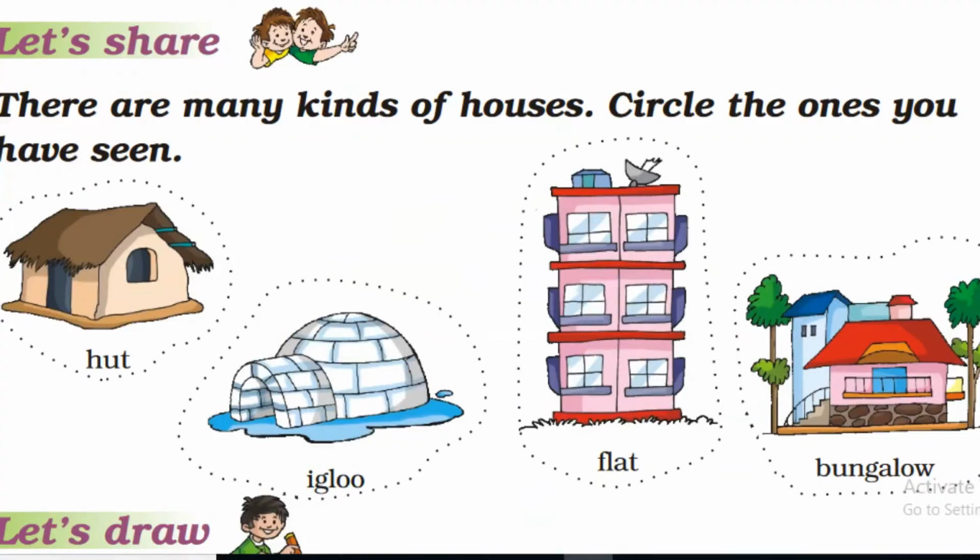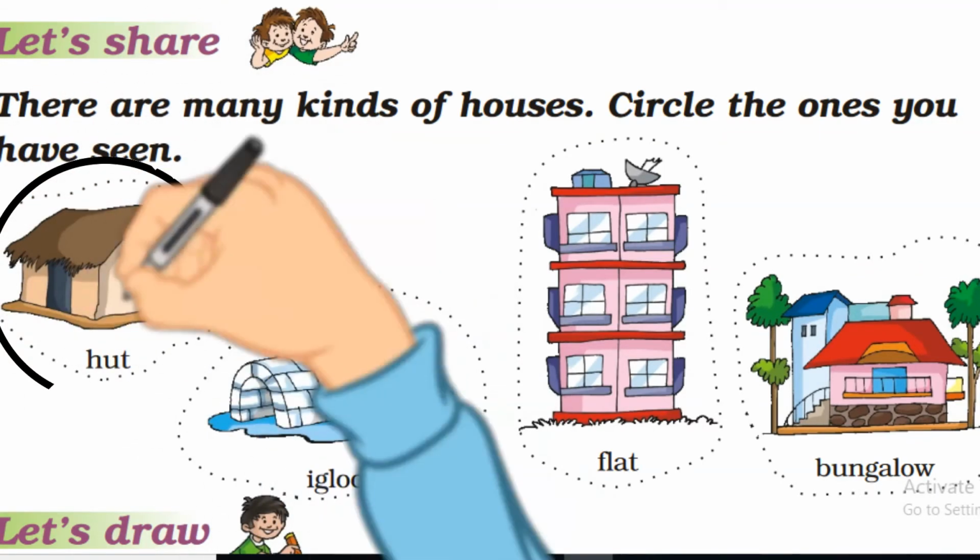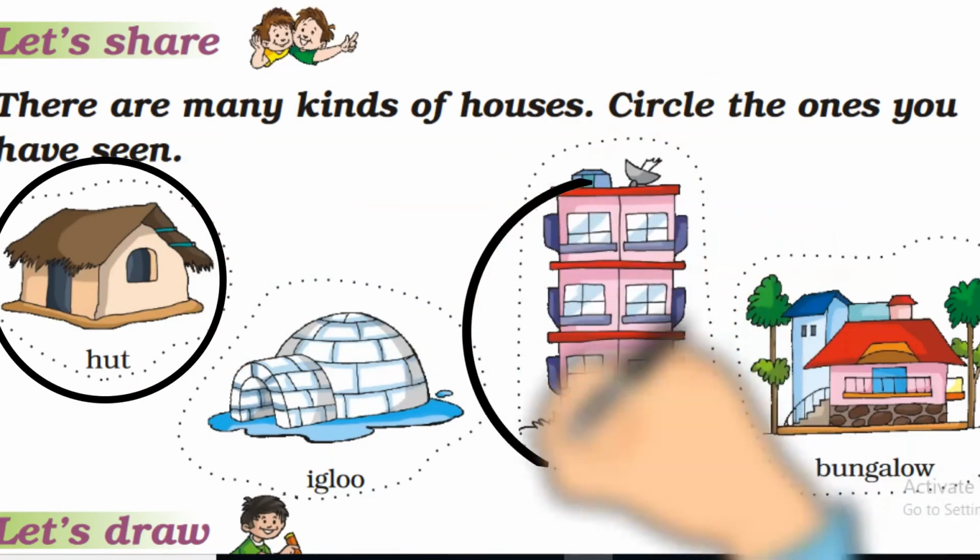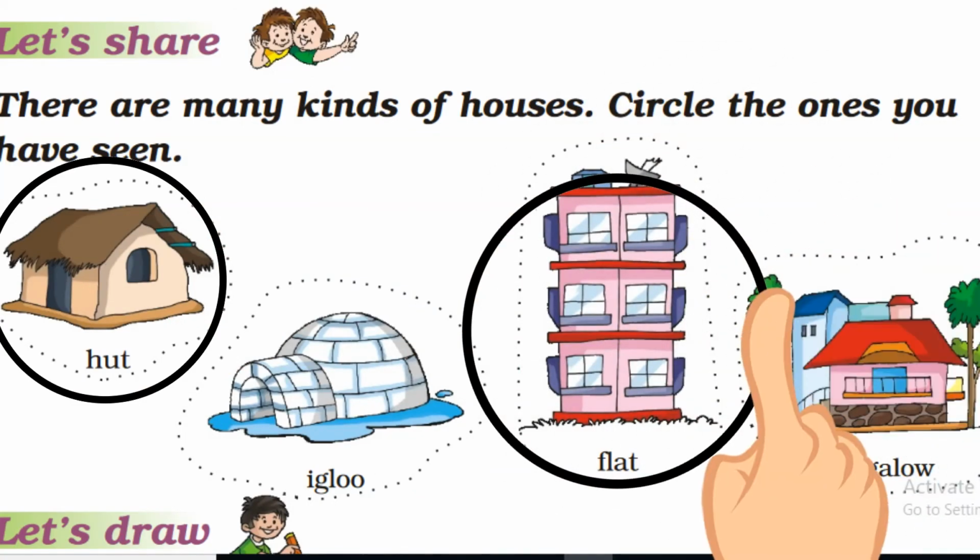Okay, next, let's share. There are many kinds of houses. Circle the ones you have seen. If you have seen hut, igloo, flat and bungalow, you can circle these 4 houses. Okay, I have seen hut, flat and bungalow, so I'm going to circle these 3.